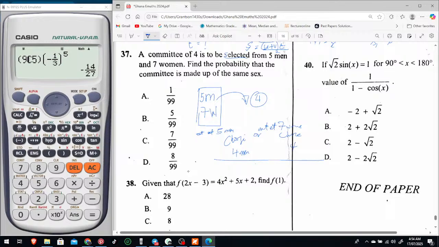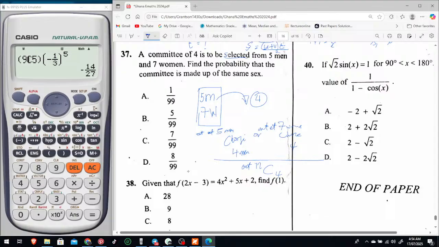Out of how many people? This plus this, what? 12. Out of 12, choose 4 people. Because they are saying probability. If they said how many ways can we select them, it's only the top. But because they are talking about probability, we have to divide by the total human beings over there.